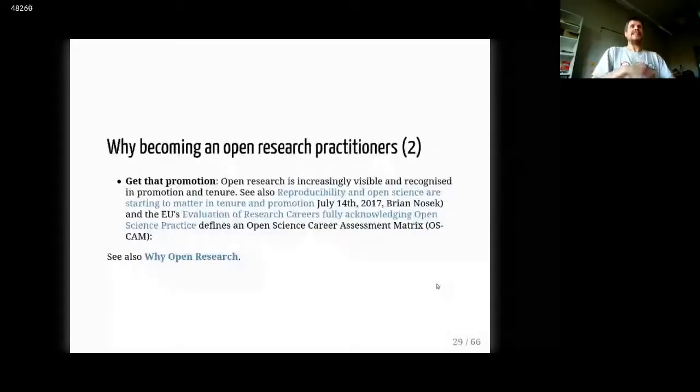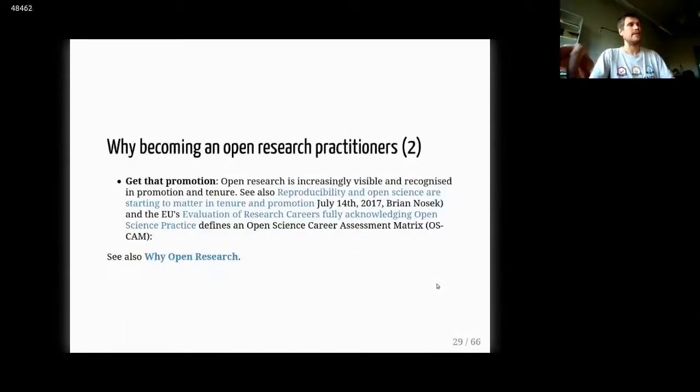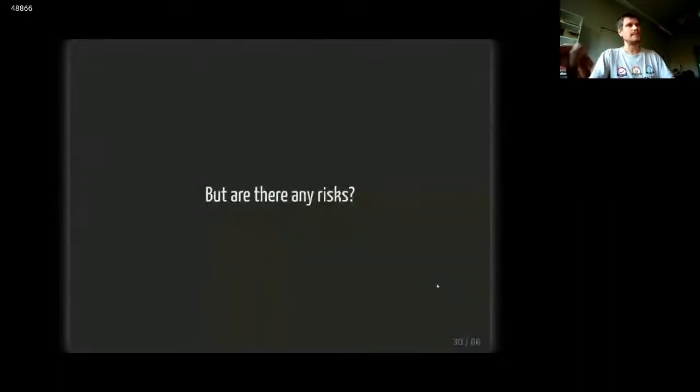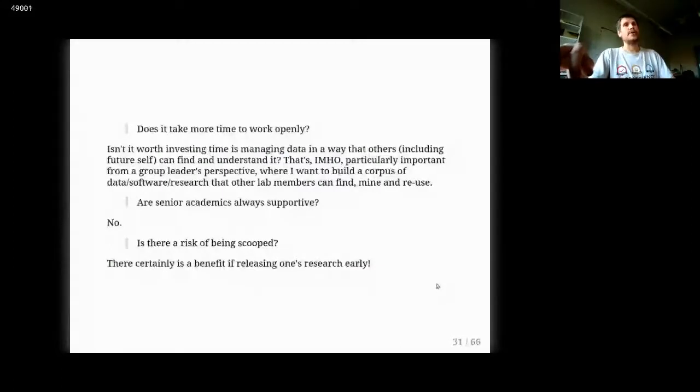And then, get that promotion. Open research is increasingly visible and recognized in promotion and tenure. Now, it's not always the case, of course, but there is movement in that direction. So I honestly believe that there are benefits in being an open researcher in terms of career. But so, are there any risks? Does it take more time to work openly? It's difficult to say, because you can't do both simultaneously.